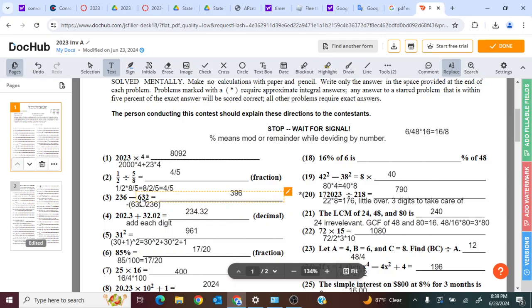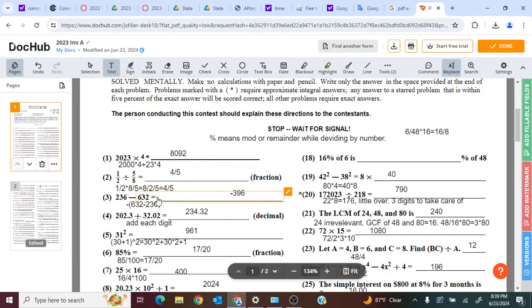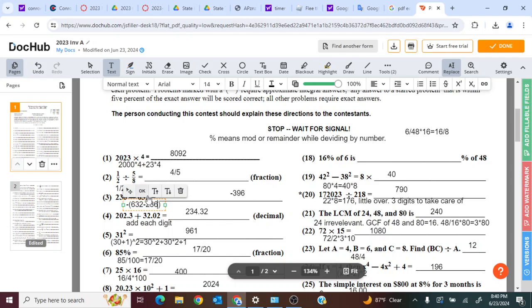The easiest way to do this is to act like you're subtracting this number from that one. Oh, I forgot to put the negative sign there. My bad. There you go. Okay, so what you do is act like you're subtracting the smaller number from the larger number, and then you have to make it negative at the end because the negative number is bigger, basically.